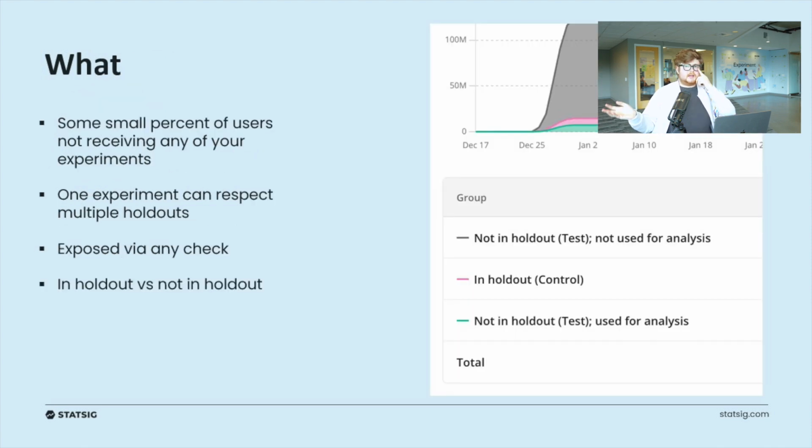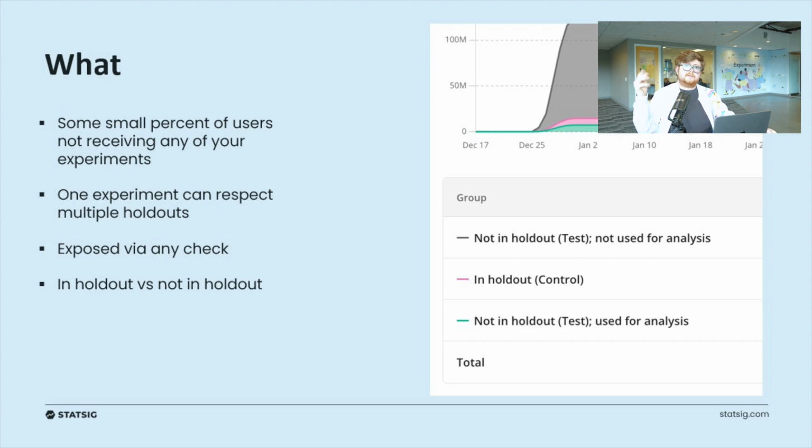So when we're setting up a holdout on Statsig, we're saying, here's some small percentage of users that are not going to get any of this collection of gates or experiments. One experiment can respect multiple holdouts, but it's just another small percentage of users that also won't get that experiment. When any experiment or gate in the holdout is checked, that counts as being exposed to the holdout. There's some chance that the user that checked it is in the holdout and won't get that thing.